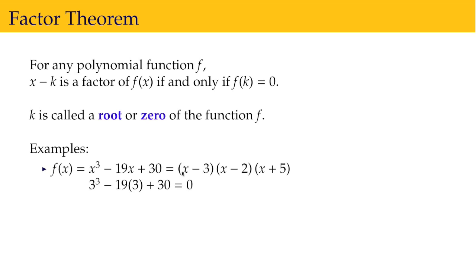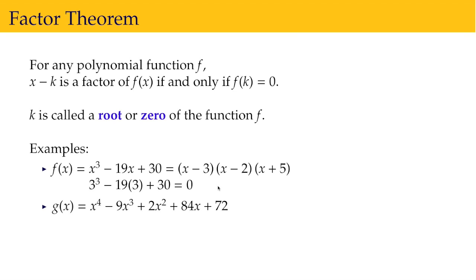It's also easier to see if we look at the factored form. Notice that if I substitute 3 in for x in the factored form of this function, I'll have 3 minus 3 times 3 minus 2 times 3 plus 5. So I'll have 0 times something else. It doesn't really matter what these other numbers are. 0 times anything will always give you 0.